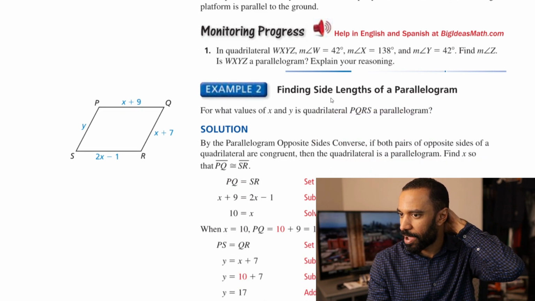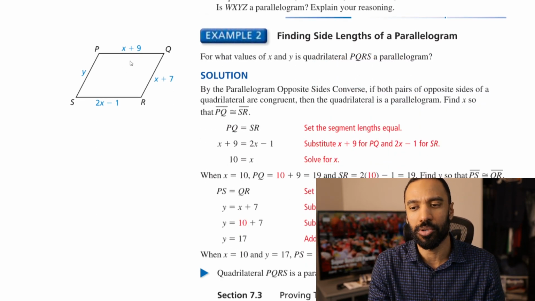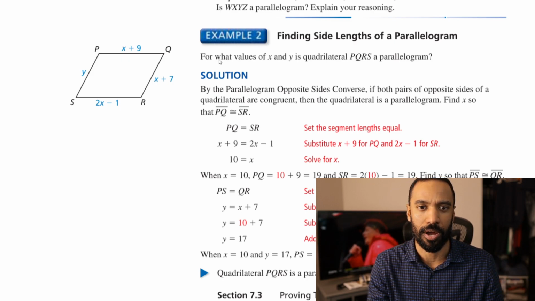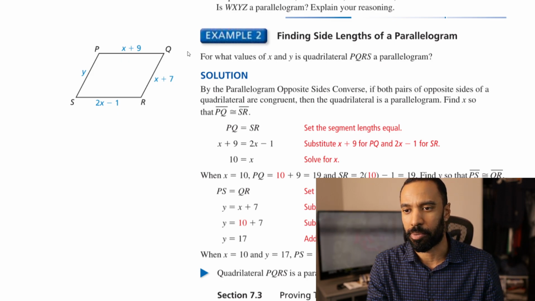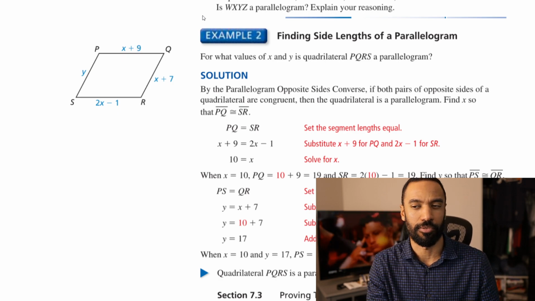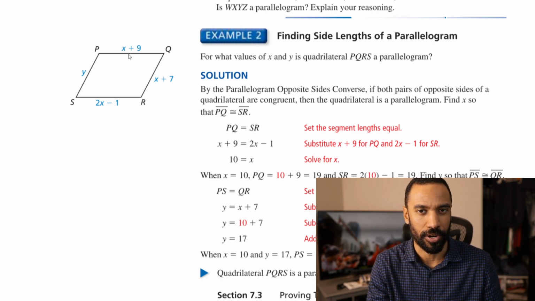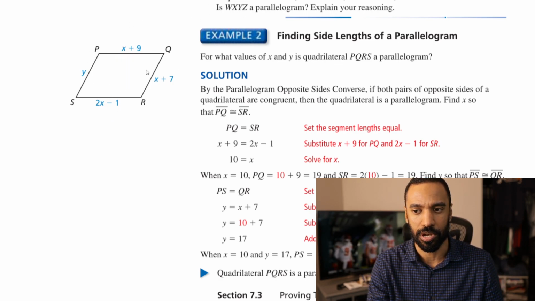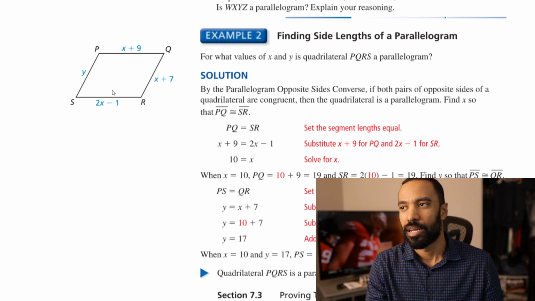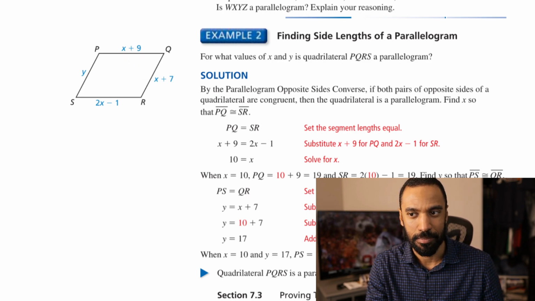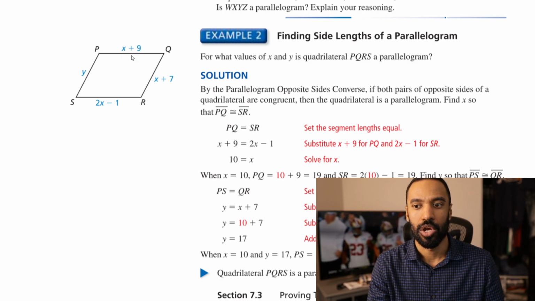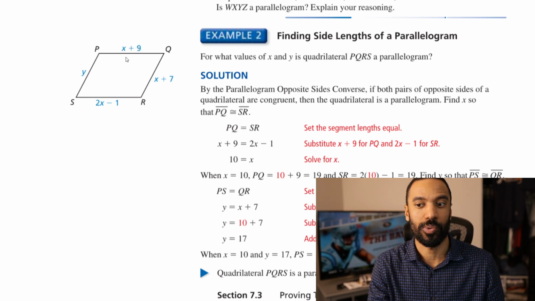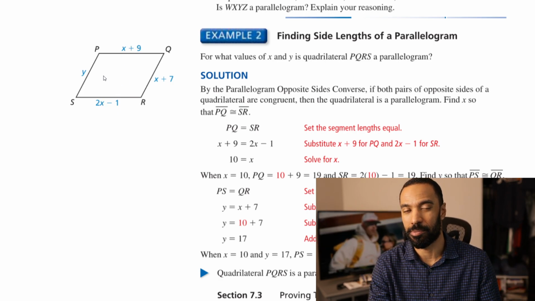See another example, finding side lengths of a parallelogram. So these are a lot like the previous problems. For what values is this a parallelogram? Basically go off the same things we did before. When they said it was a parallelogram, you set the opposite sides equal and solve for x. Now here, they're doing the exact same thing, they're just asking a different way. In order for this to be a parallelogram, these would have to be equal. So you still set them equal and solve.